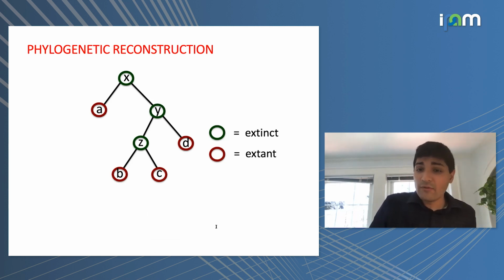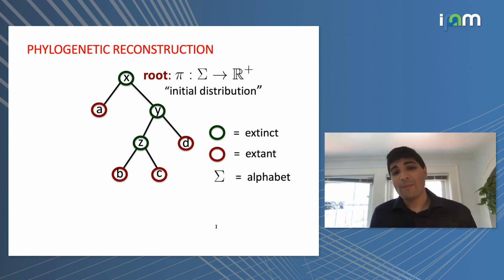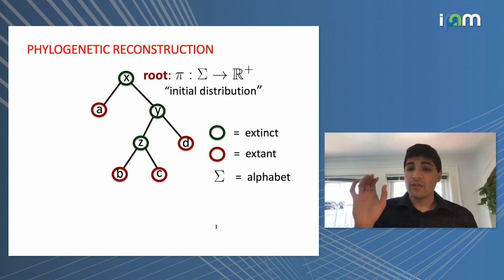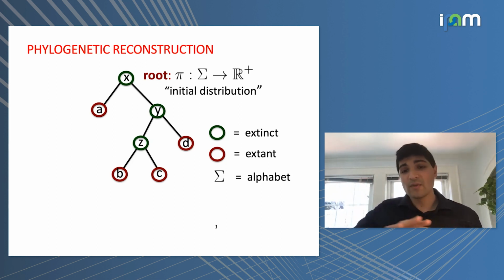So let me tell you about the following statistical model. There's some underlying tree structure. The green circles denote the extinct species. The red ones denote the extant species. What's going to happen is that this process will describe on a symbol by symbol basis what happens. We have some alphabet sigma, and at the root of this phylogenetic tree, we sample from some initial distribution. So it just samples one of the symbols in sigma.